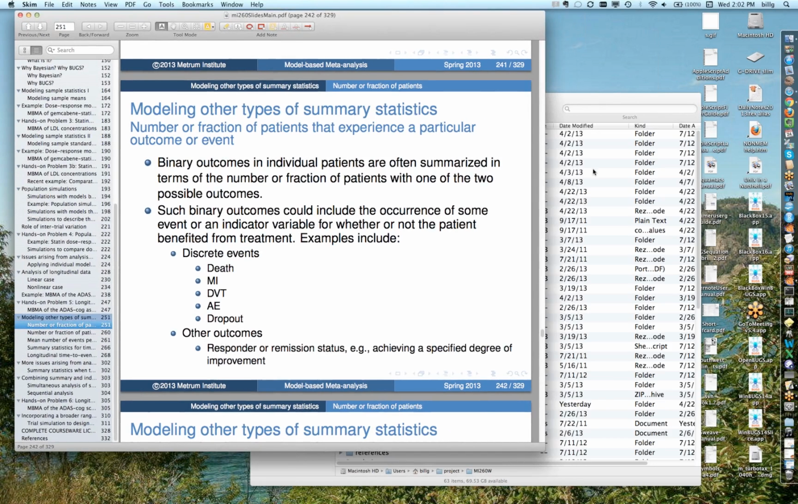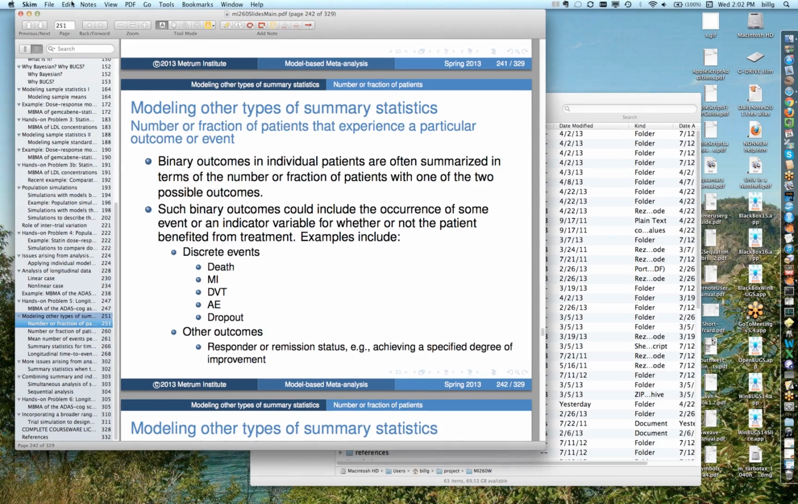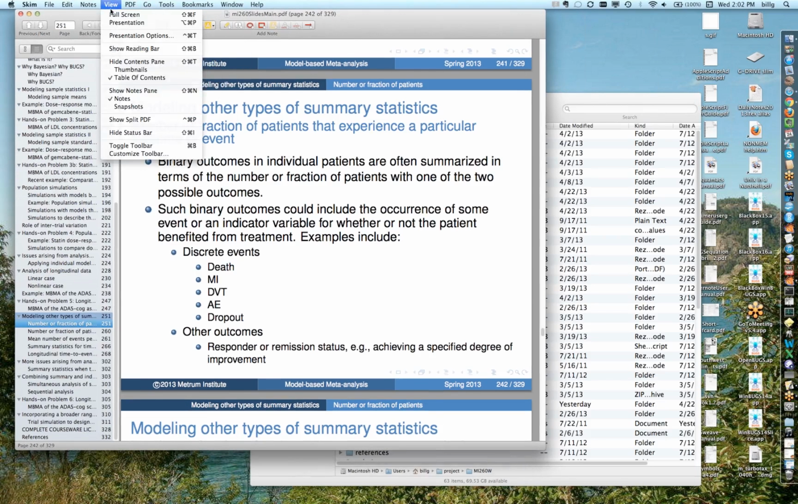And I wanted to step back and go into a little more detail on some of the other categories of non-standard, or at least non-continuous, outcomes, and the sorts of summary statistics that get reported for those, and how we want to do some model-based meta-analysis when we encounter those kinds of outcomes. So let's go back. Let's start out with the binary case.